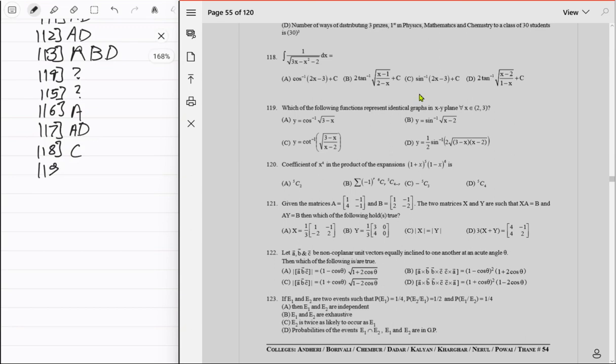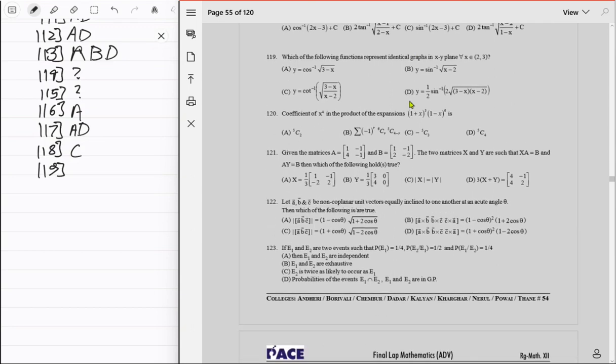119. Now each of the following functions represent identical graphs in the xy plane for all x belonging to 2, comma 3. Okay, all x belonging to 2, comma 3. x is given, right? Okay, cosine inverse of square root of 3 minus x. Or like cosine y squared is equal to 3 minus x. So x is equal to 3 minus cosine square of y. And this thing is, oh, cosine inverse is a different thing than just this function, right? Okay, square root of 3 minus x, right?